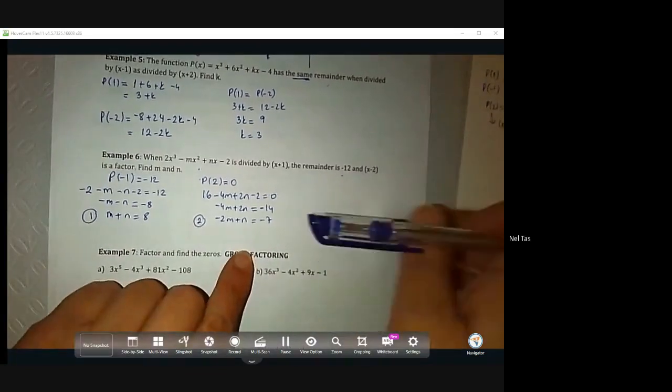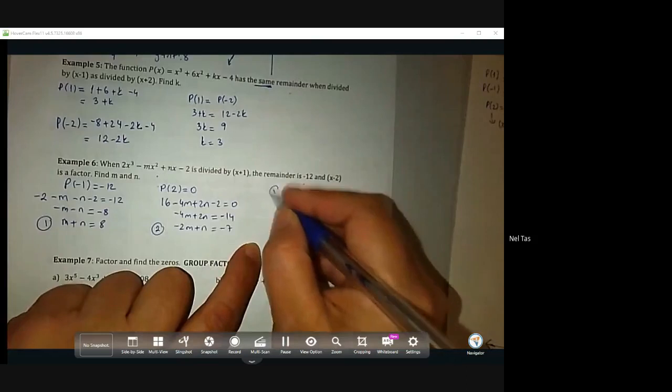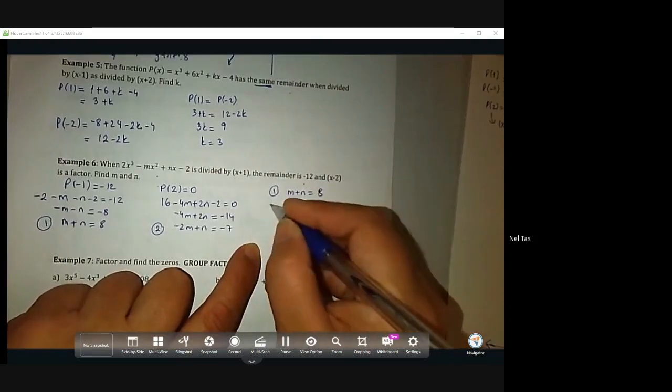Now you should remember how to solve this from grade 10. If you have two equations with two unknowns, you can solve using the substitution or elimination method. We definitely prefer the elimination method. So we have equation 1, m plus n equals 8.